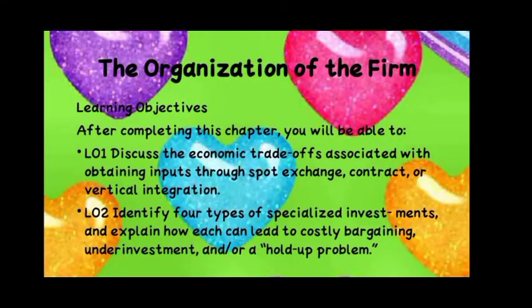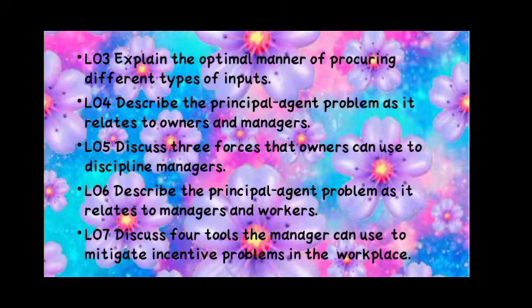The organization of the firm. In this chapter, our learning objectives after completing this chapter will be able to discuss the economic trade-offs associated with obtaining inputs through spot exchange, contracts, or vertical integration. Identify 4 types of specialized investments and explain how each can lead to costly bargaining, under-investment, and/or a hold-up problem. Explain the optimal manner of procuring different types of inputs.